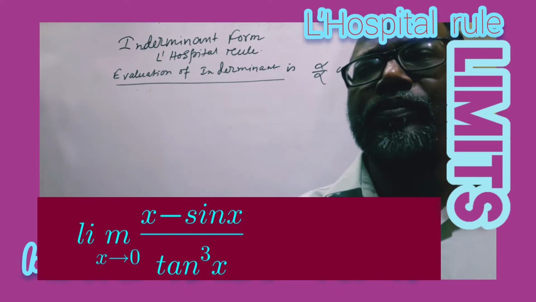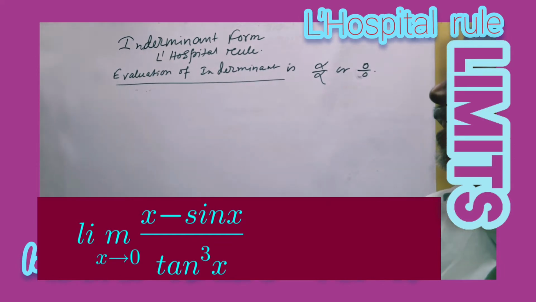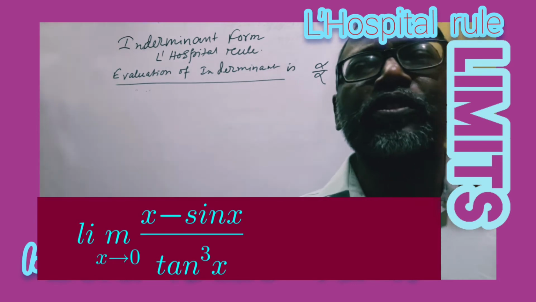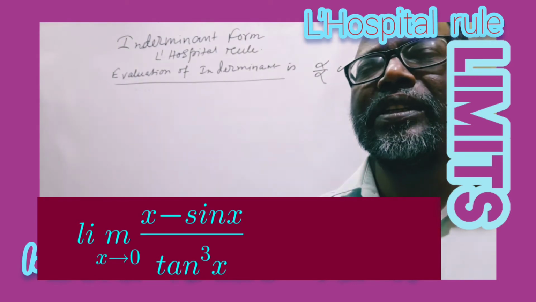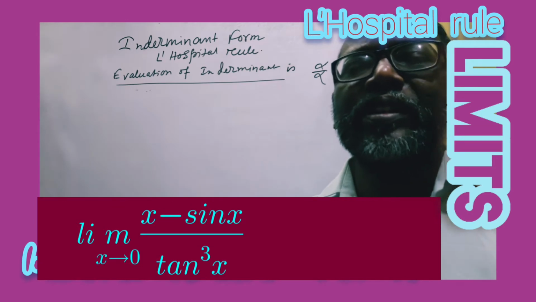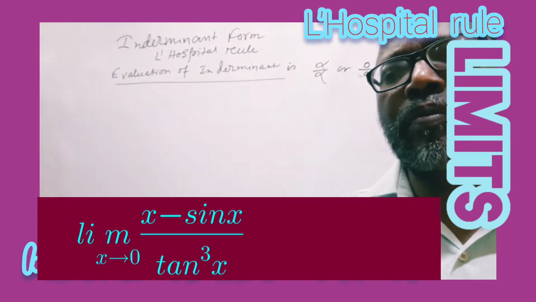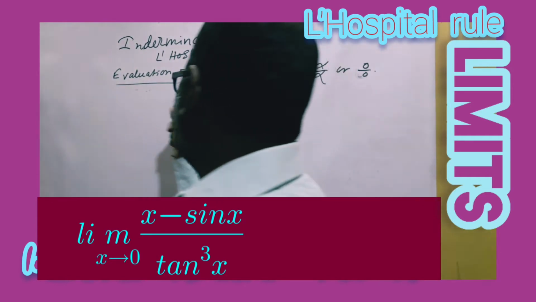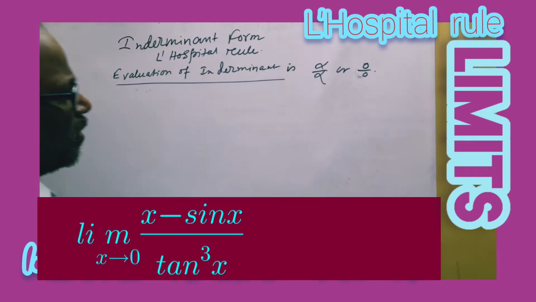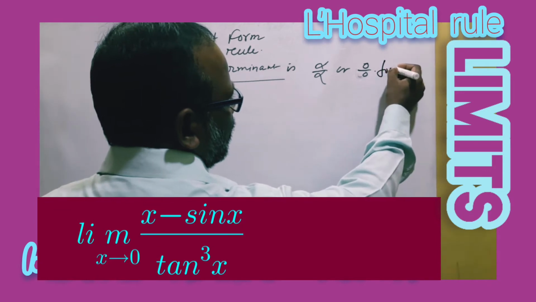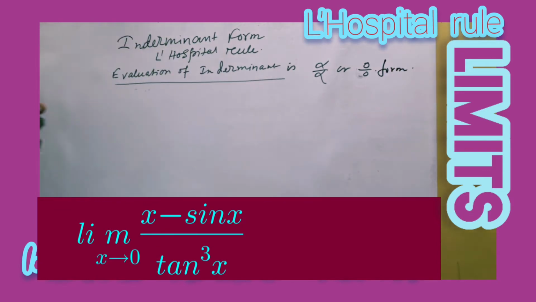Now, the indeterminate forms are 0 by 0 and infinity by infinity. Other indeterminate forms, like infinity minus infinity and 0 by infinity, are also called indeterminate forms. But the 0 by 0 and infinity by infinity forms are the ones called the evaluation of indeterminate forms. Okay, so let's start the rules here.